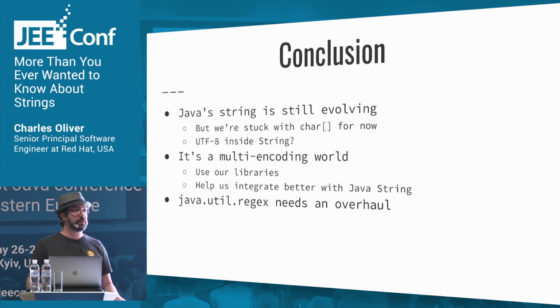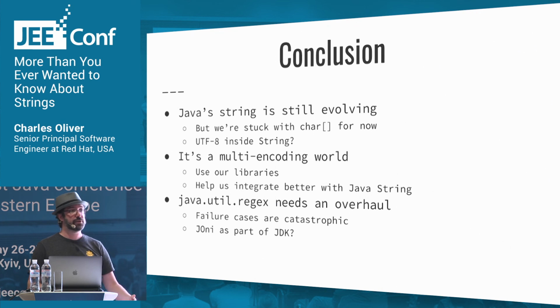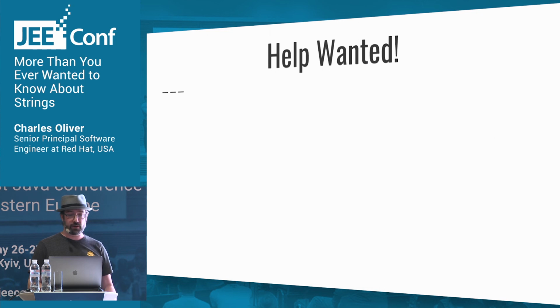And finally, the java.util.regex library kind of needs an overhaul. Those failure cases are generally catastrophic. You can't interrupt regular expressions that run too long. If you've got a regular expression that blows the stack, there's no way to get around it. So there's definitely room for improvement there. Maybe we can actually turn JOni into a JDK library as a standard library. Maybe we can re-implement java.util.regex on top of JOni, avoid some of those problems, and deal more efficiently with raw bytes as character data.